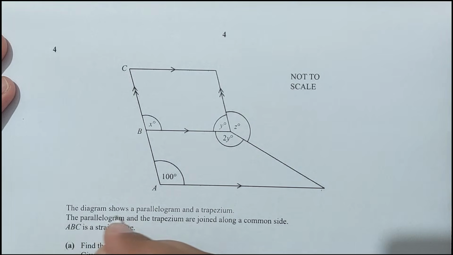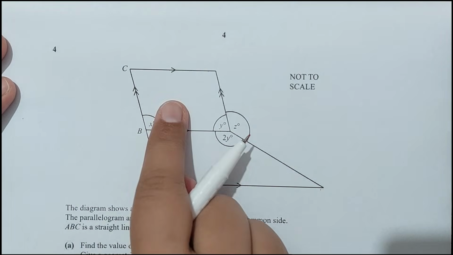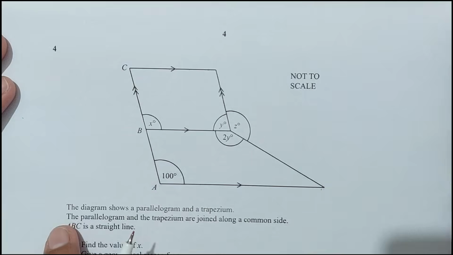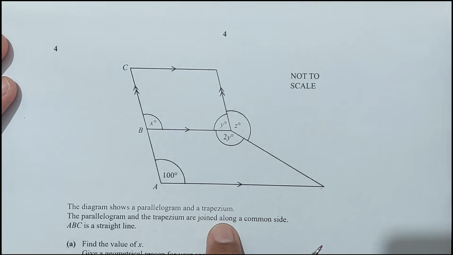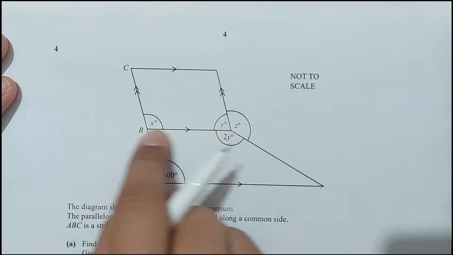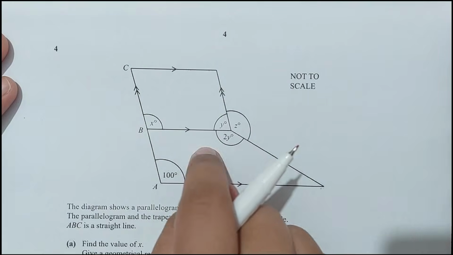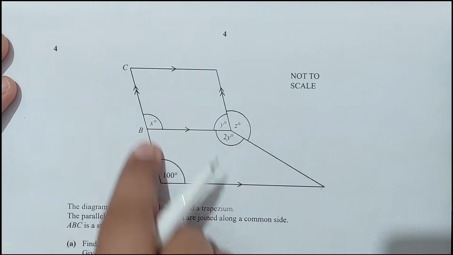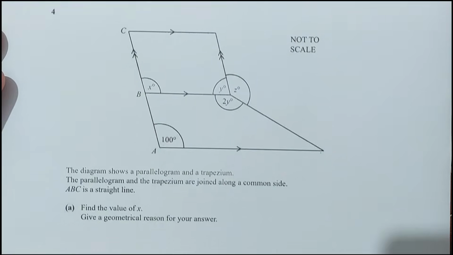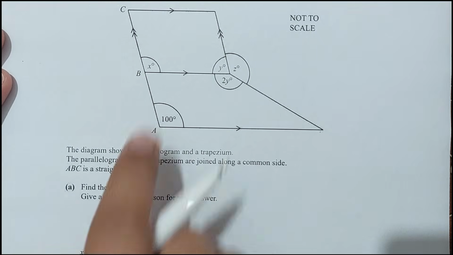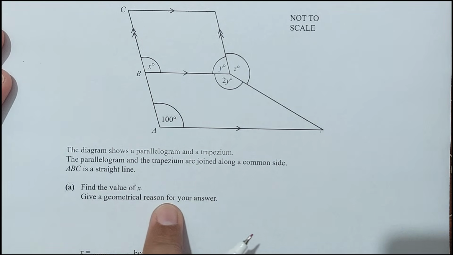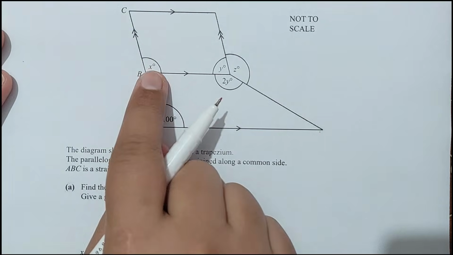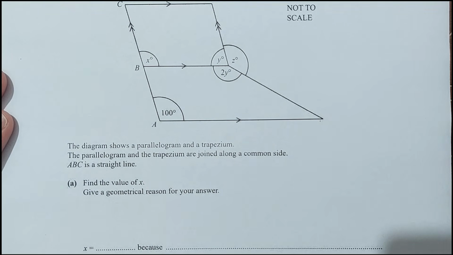Question number 4, the diagram shows a parallelogram and a trapezium. The parallelogram and the trapezium are joined along a common side. This is a common side. ABC is a straight line. Part A, find the value of x. The x is over here. Give a geometrical reason for your answer.